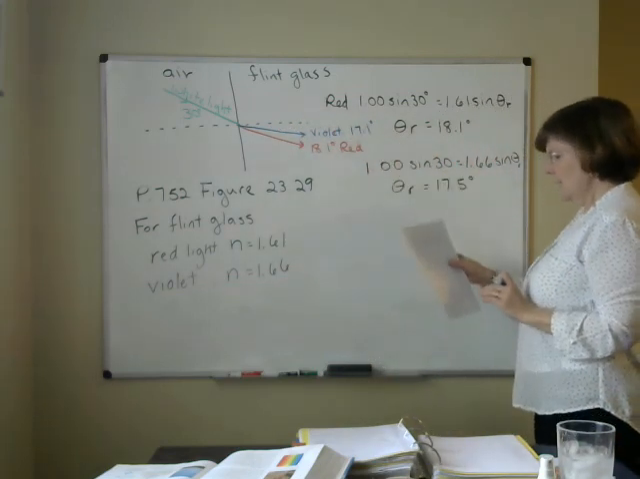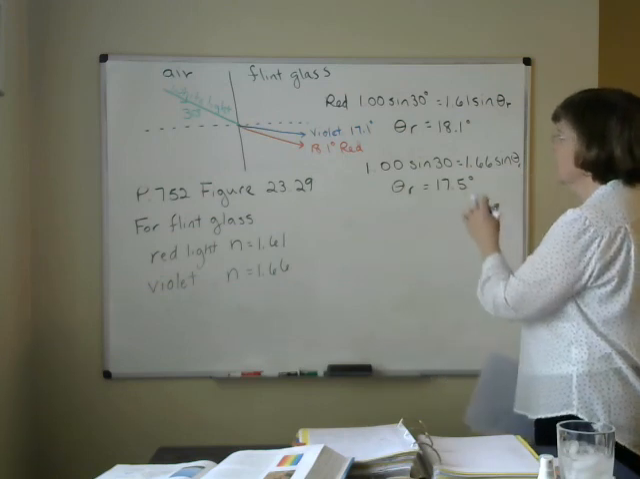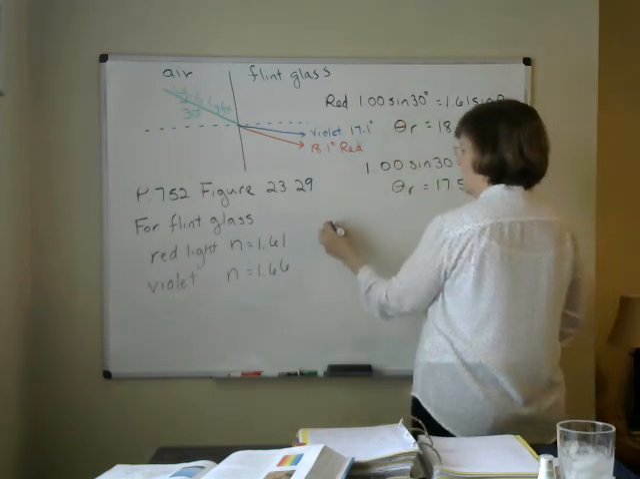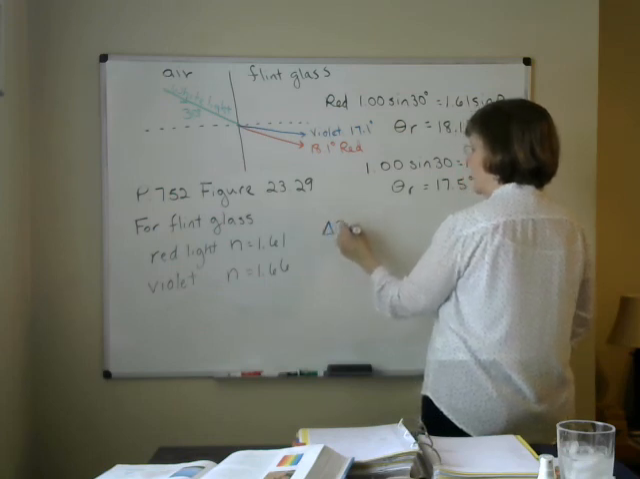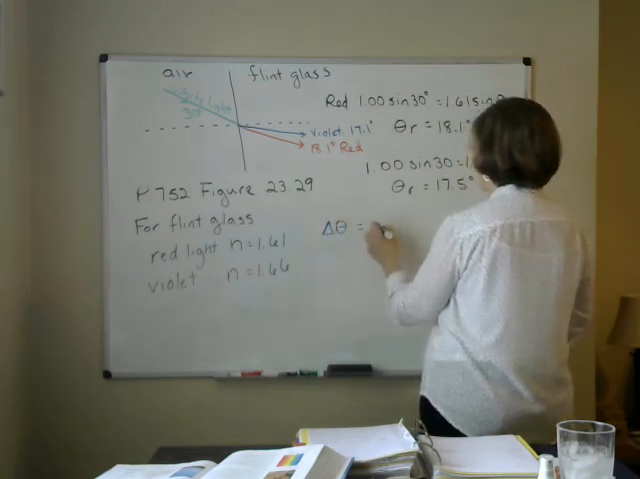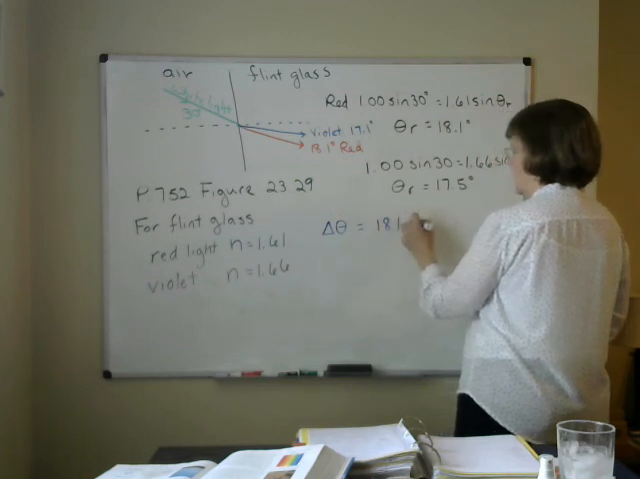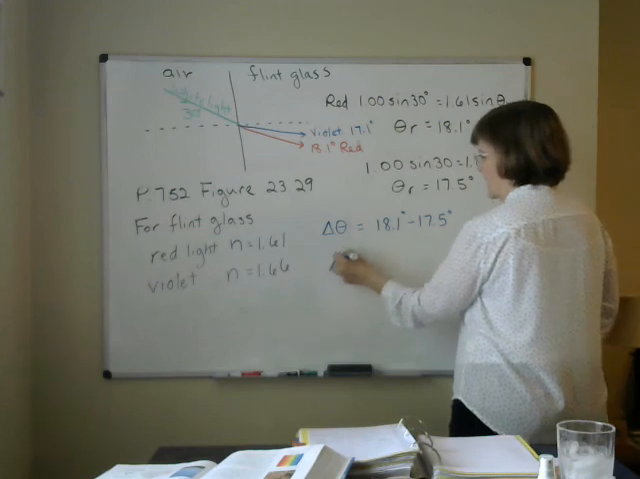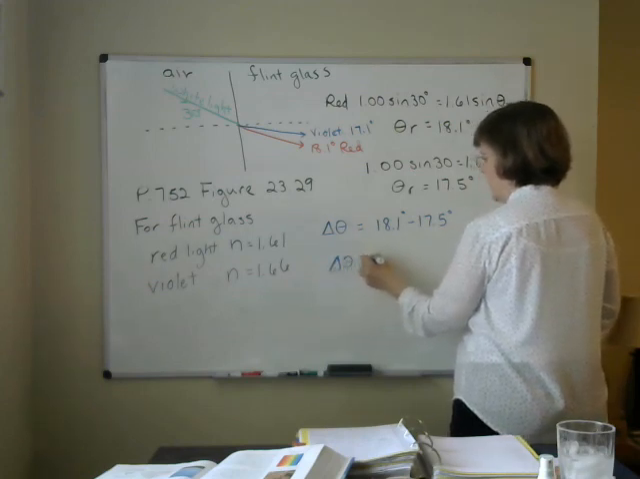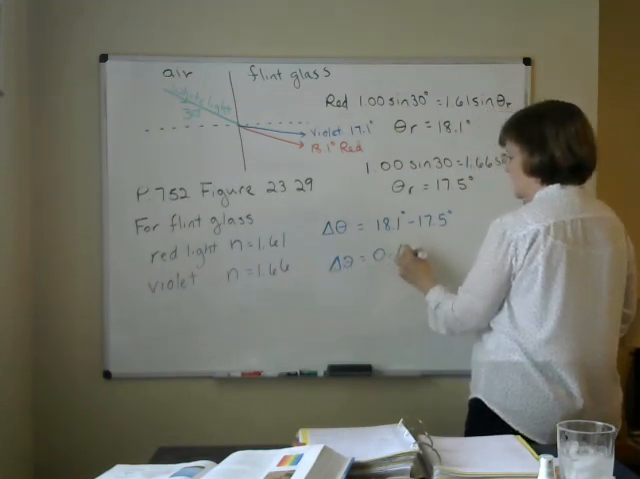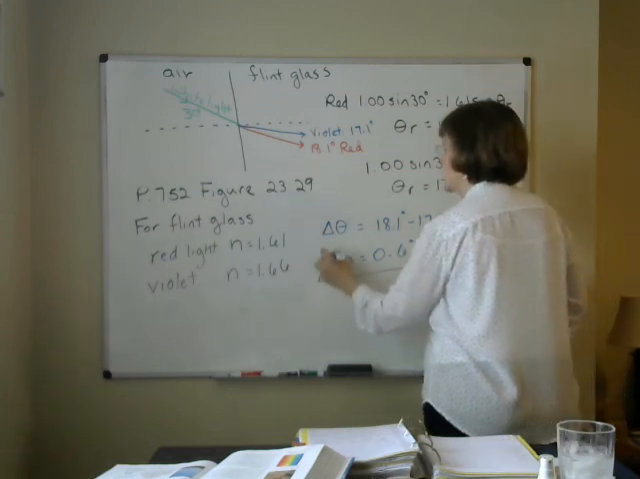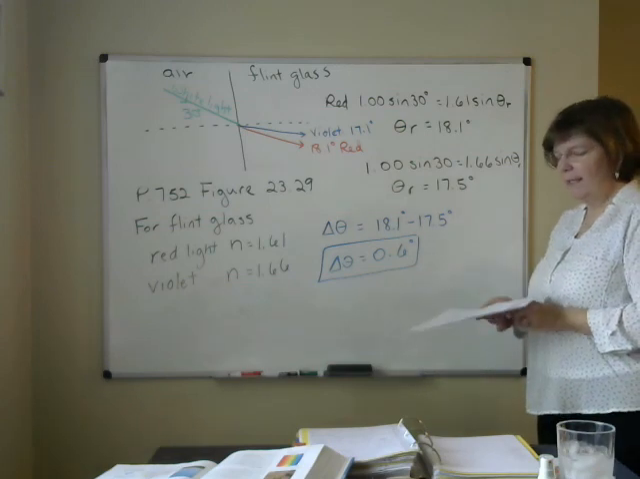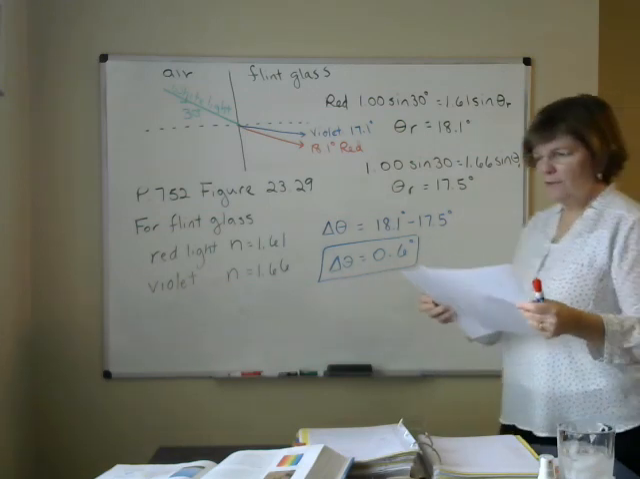A lot of times a problem will ask me about the angle of dispersion or this difference. That angle of dispersion or that difference between the red and violet in this case is 18.1 minus 17.5. So that angular separation there is about 0.6 degrees. Again, it's pretty small, but nonetheless, we can make a rainbow out of it. So it is significant. That concludes this section.